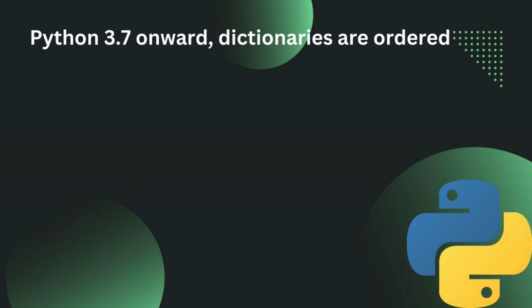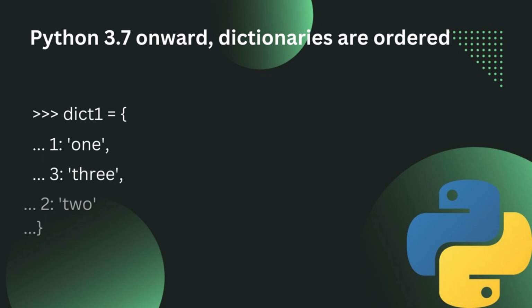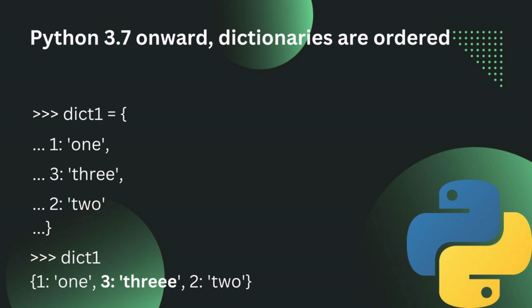What does that mean? The order in which we insert or add values into the dictionary, that order is maintained. So in this example, I have created a dictionary dict1 and added three values 1, 3 and 2. Then I have printed the same dictionary, and if we notice the order in which I had added values into the dictionary, the same order is written. So that's why we see the value 1, then 3, and then 2.